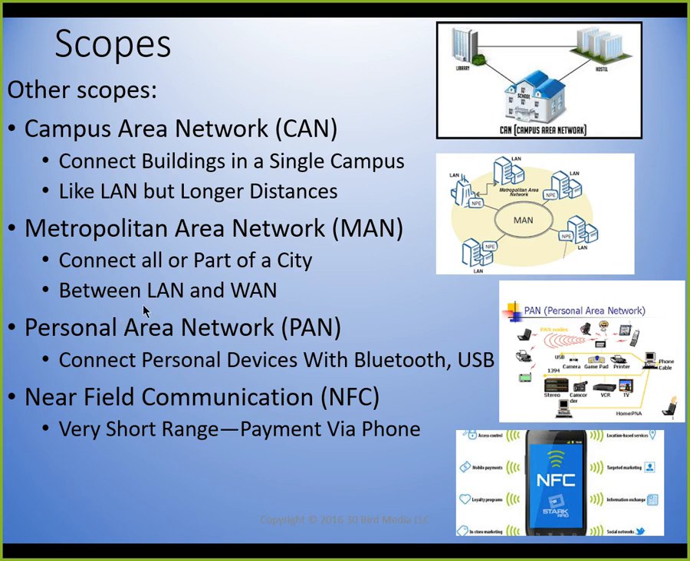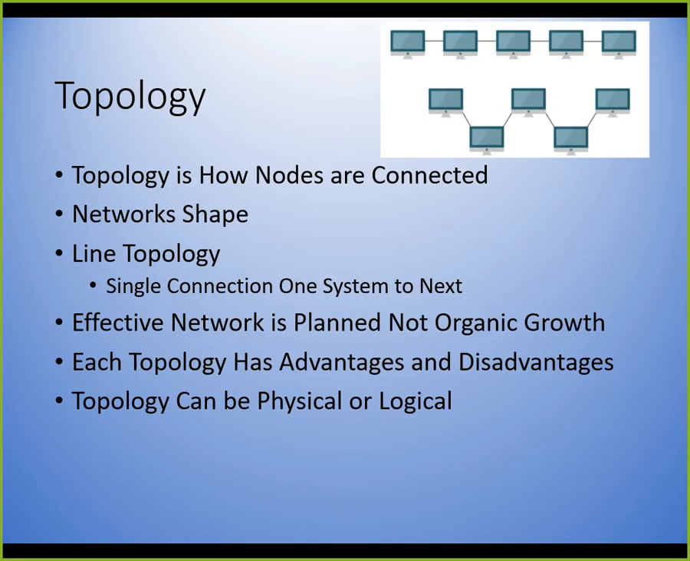Different scopes of what goes on. Topologies, and they've got some in here. This line up here, I will admit, I have never seen a line topology. Topology is how the nodes are connected together, the network shape. A line topology is a single connection, one system to the next, which is kind of what this one shows here, one to the other that connects in a line.